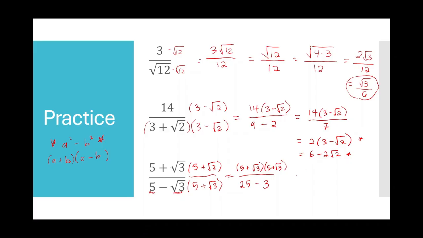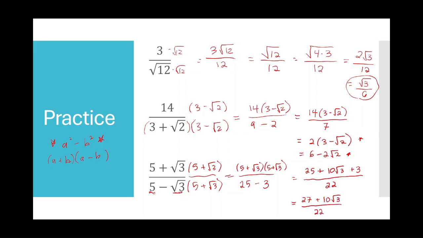Let's try foiling that out though and see what happens. So I've got 25 plus a 5 root 3 and another 5 root 3 is going to be 10 root 3 and a 3 at the end because root 3 times root 3 is just 3. Down here I have 22. So I'm ending up with 27 plus 10 root 3 over 22.